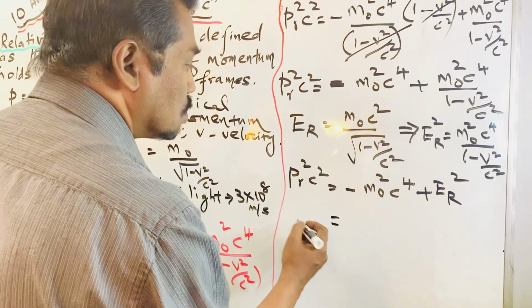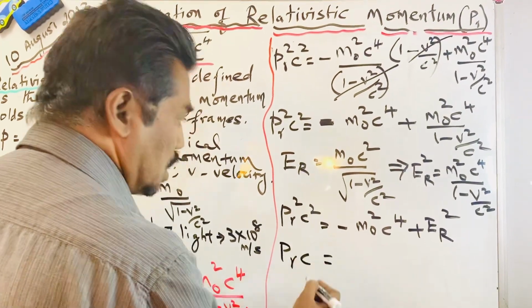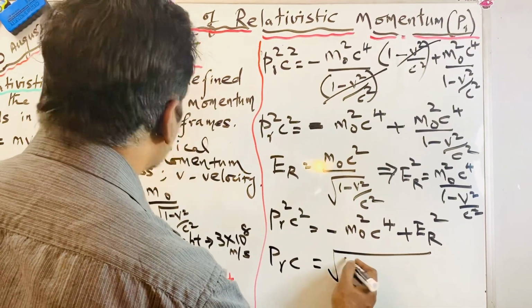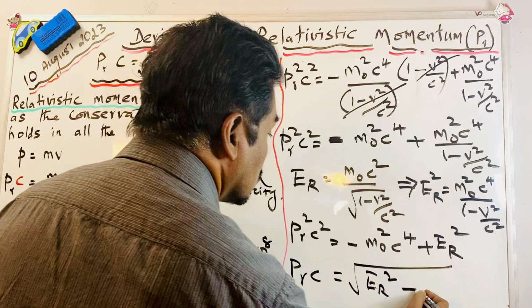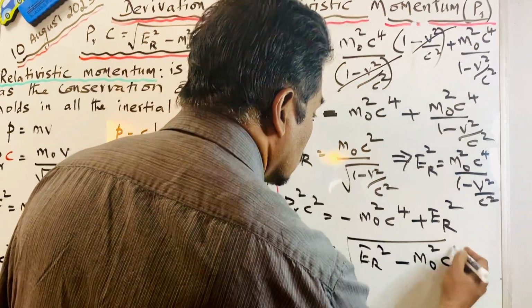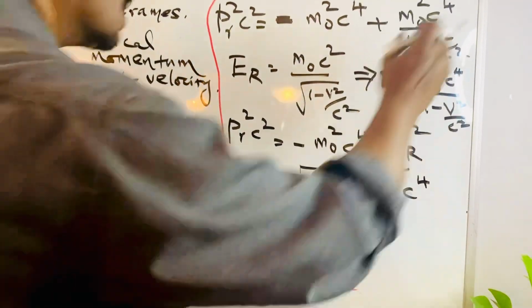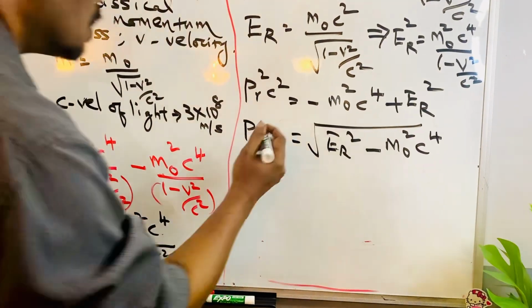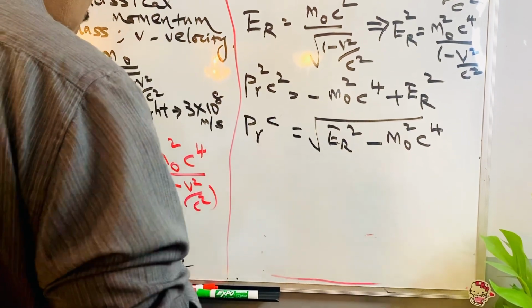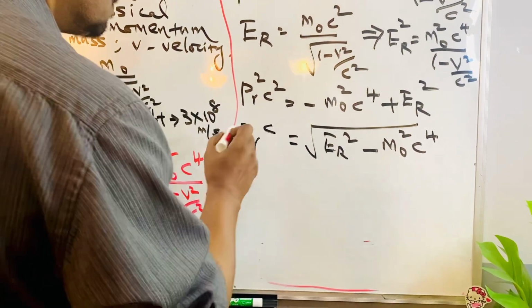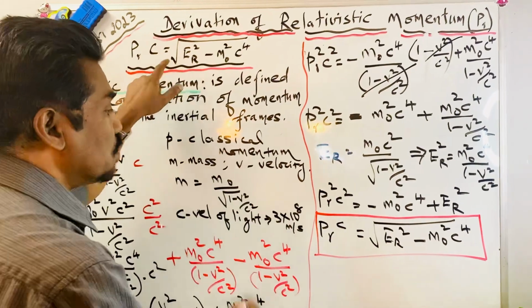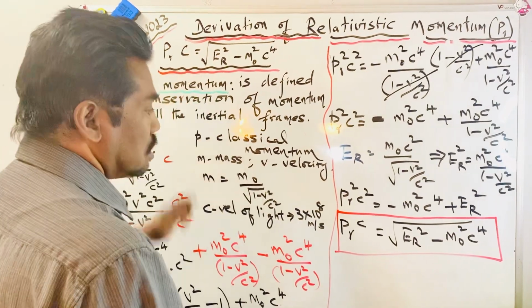If you want, P_R c will be equal to square root of E_R square minus m0 square c power 4. So I write the c correctly. So this is the final answer for us to find the relativistic momentum. This is the equation: P_R c equals square root of E_R square minus m0 square c power 4.